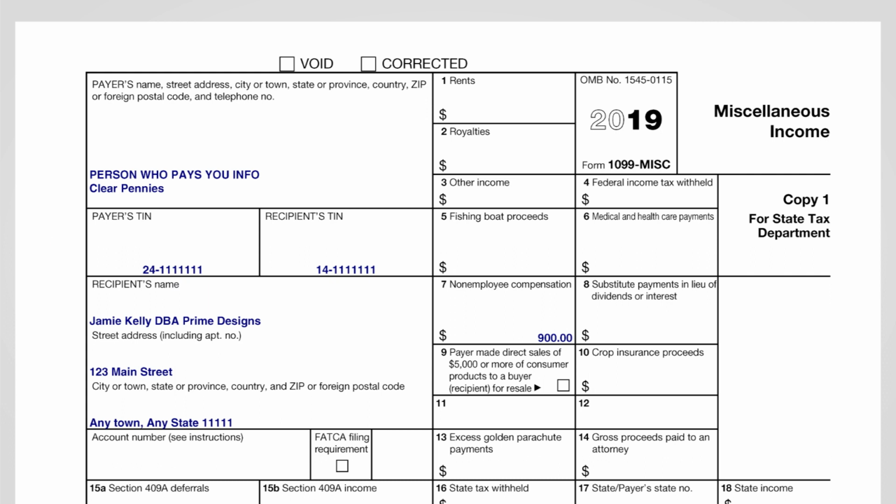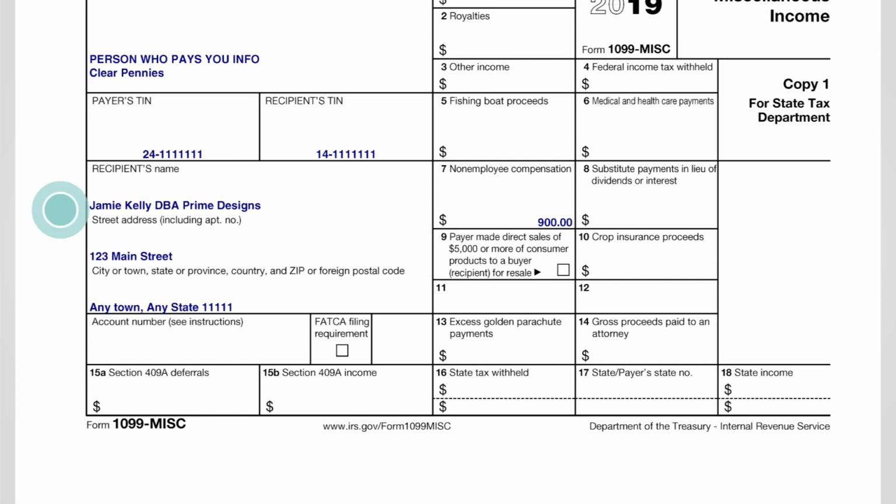TIN or federal ID number, but I would verify when you get this 1099, is the recipient's TIN, is that your number? Did they do that correctly? So it's tagged to your name. Then go down to recipient's name. There's your name. Jamie Kelly, doing business as Prime Designs. The address, all easy. And look, over in box 7 is the $900 that was earned for doing the web design.